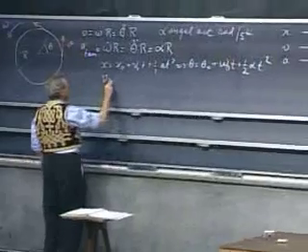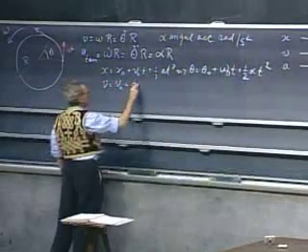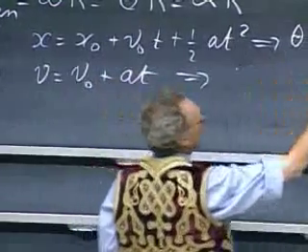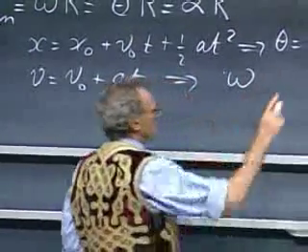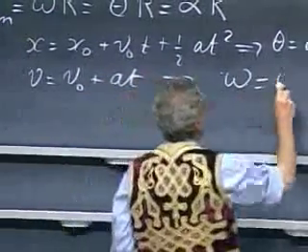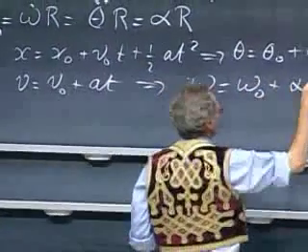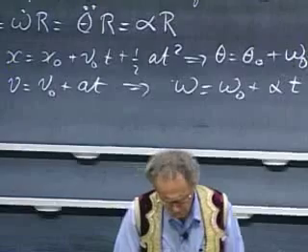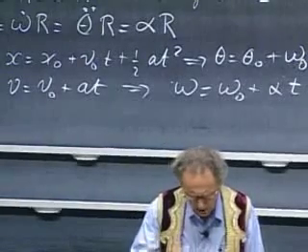And the velocity was v0 plus at. That now becomes that the velocity goes to angular velocity: omega equals omega 0 plus alpha t. So there's really not much added in terms of remembering equations.